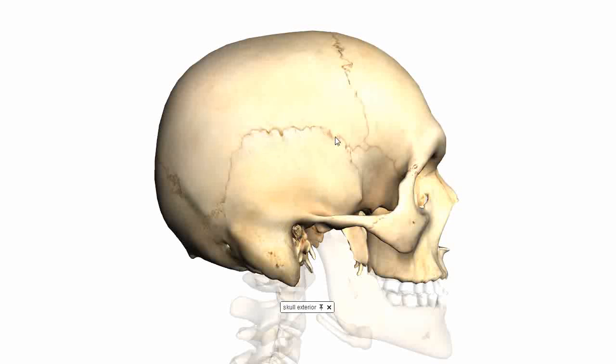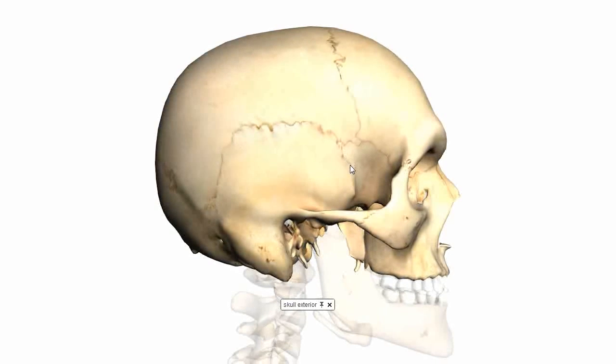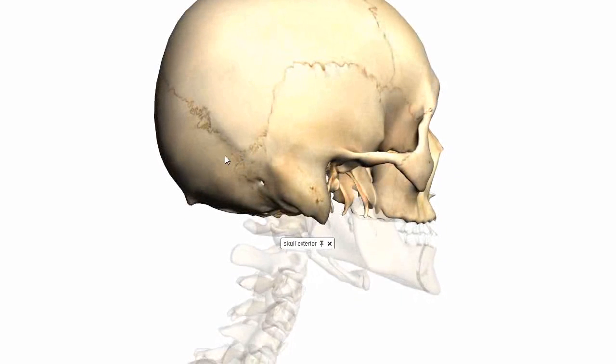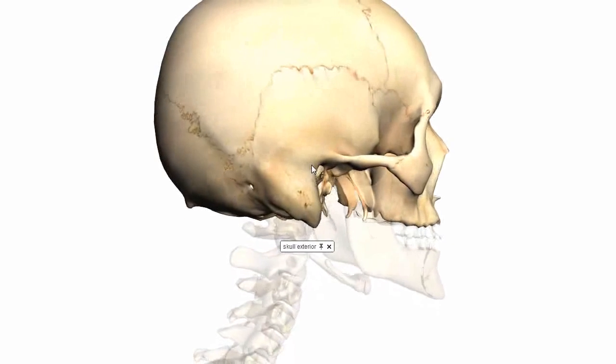So the squamous part is just this flat bit. Squamous just means flat. You've got squamous cells, which are squashed flat cells. So this squamous part is the large flat bit, which forms the lateral wall of the cranium. And this articulates anteriorly with the greater wing of the sphenoid, and posteriorly with the parietal bone and the occipital bone down here.